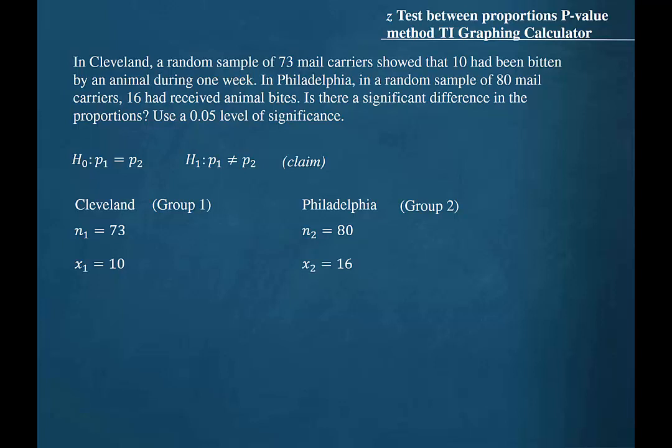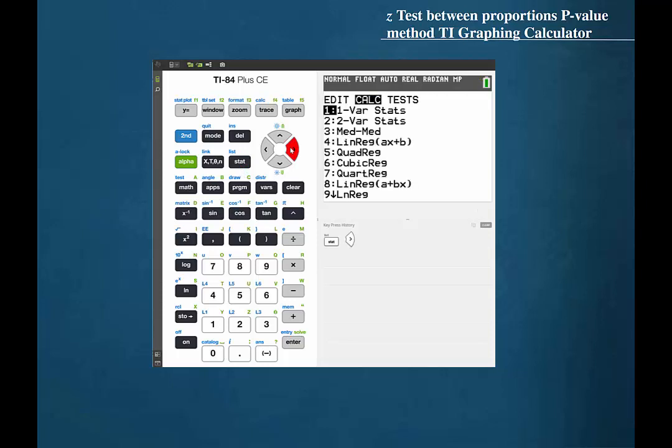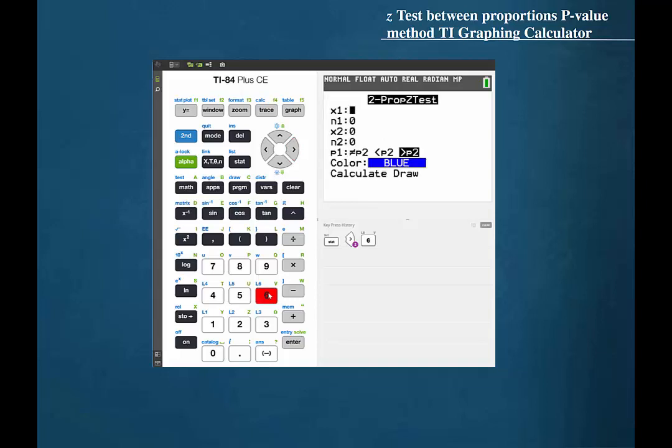We can use the TI graphing calculator to find the p-value for this test. In order to use the TI graphing calculator to find the p-value for a z-test about the difference between proportions, we will begin by pressing Stat. Cursor over to Tests, and we will access the function two-proportion z-test, so we'll press 6. The number of successes for group 1 was 10, the number of observations was 73. The number of successes for group 2 was 16, and the number of observations was 80.